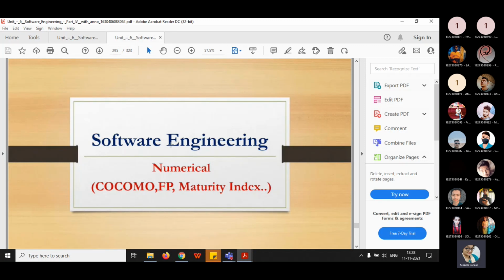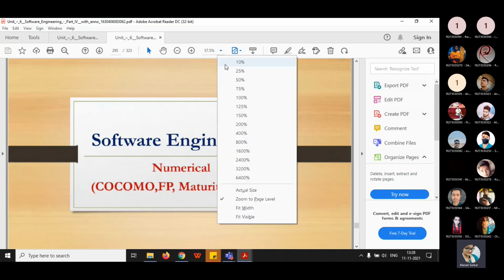Now see here, software engineering. Now another type of numerical is for COCOMO.